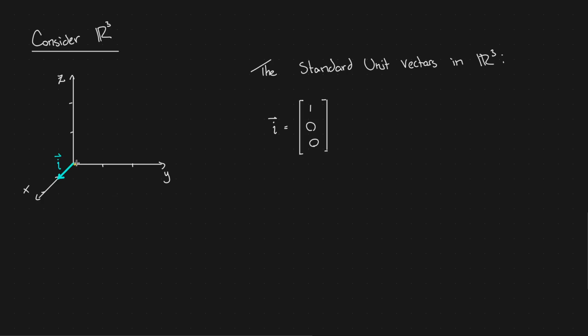It is a unit vector pointing in the positive X direction. Similarly, the unit vector pointing in the positive Y direction, we again call vector J. And it has components 0, 1, 0. And we have one new vector pointing in the positive Z direction. If our first 2 vectors are called I and J, you're probably not surprised that this last vector will be called vector K, with components 0, 0, 1. So these are the standard unit vectors in R3.